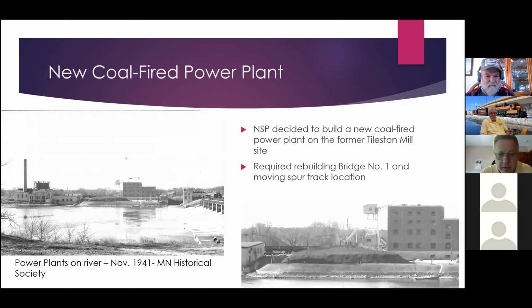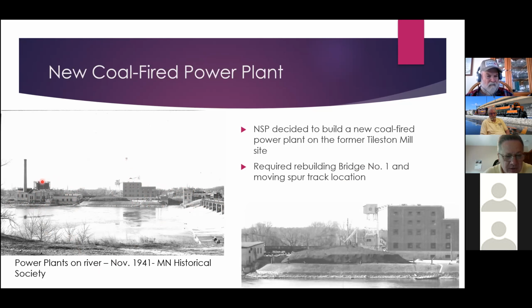And actually, this required a couple things. It required rebuilding the bridge, and it required moving the spur track. Here's one of the things I found interesting: I found this photo at the Minnesota Historical Society. You can see the dam, the water-powered mill, the water-powered electric power plant, the coal-fired plant, the other hydroelectric plant, the coal-fired plant they built next to it, and in the background, a large propane tank.